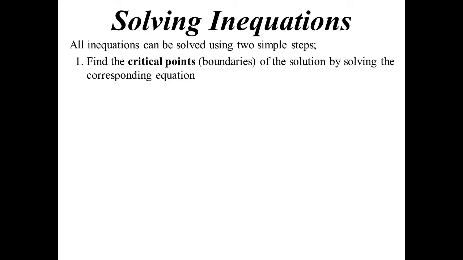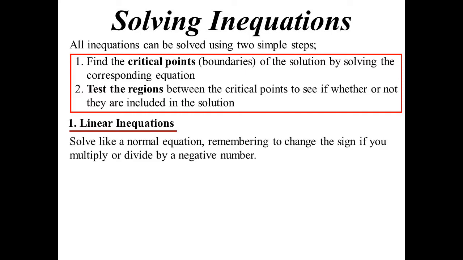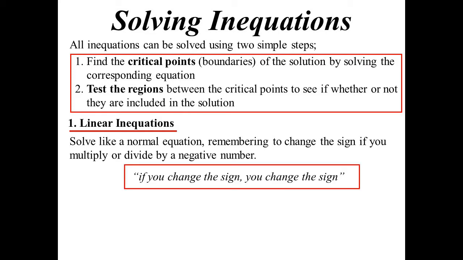Let's now look at solving the inequations. I still reckon the easiest way of solving inequations is two simple steps. Find those critical points and then just test the regions. Bing, and you get the answer straight away. Now, of course, the simplest type are linear ones. I suppose they're the first type we looked at, which we just solve like a normal equation. But remember, if you change the sign, you change the sign.